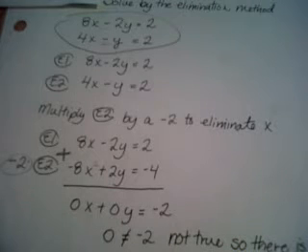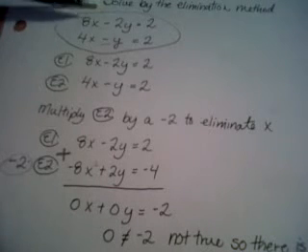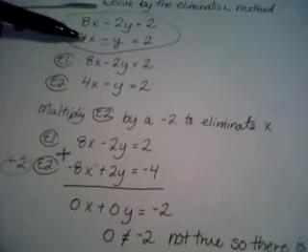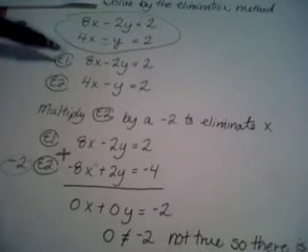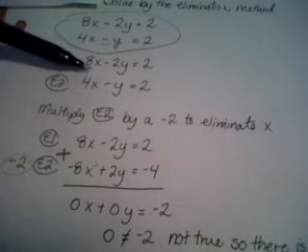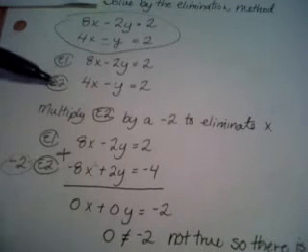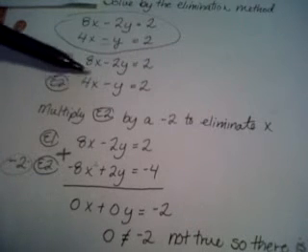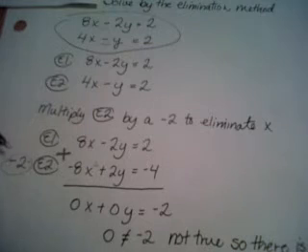So let's take a look at another example. Here I say solve by the elimination method. 8x minus 2y equals 2, 4x minus y equals 2. I'm going to label one equation 1, the other one equation 2. I'm going to say, hey, I'm going to get rid of my x's. So I'm going to multiply equation 2 by a negative 2, because if I multiply that by a negative 2, I would get a negative 8x right here, and then my x's would cancel out.